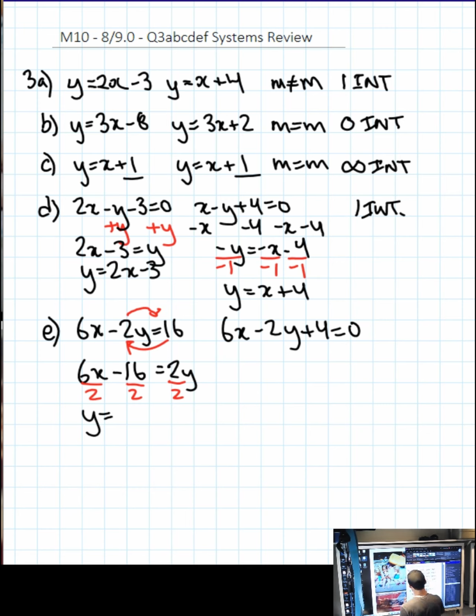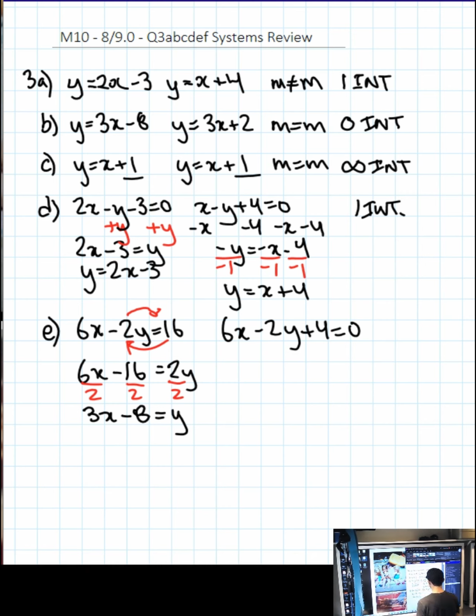You know what? That's too much. I'm going to do it first. 6 divided by 2 is 3, 3x. 16 divided by 2 is negative 8. And 2 divided by 2 is y. And then you could mirror it if you wanted to. I was going to, but we're good there.